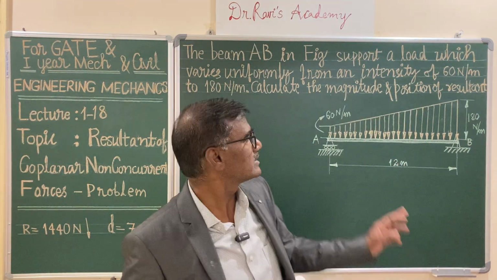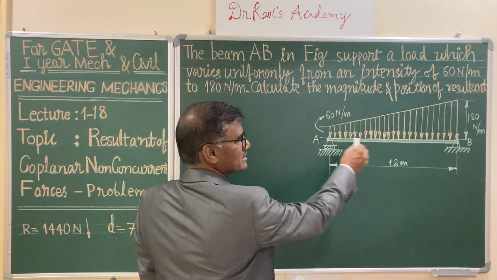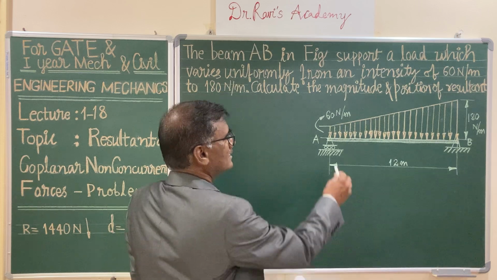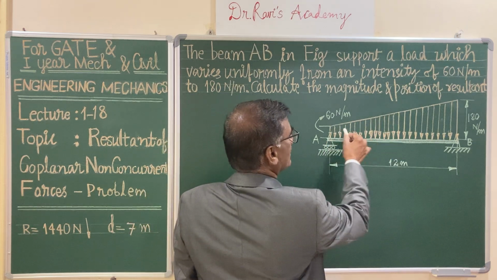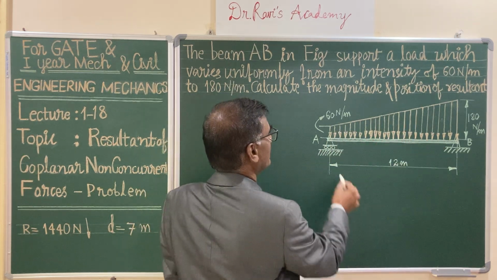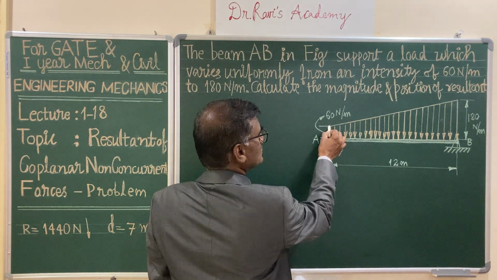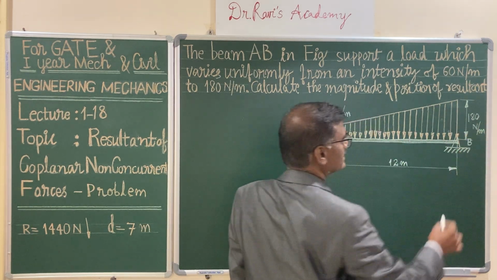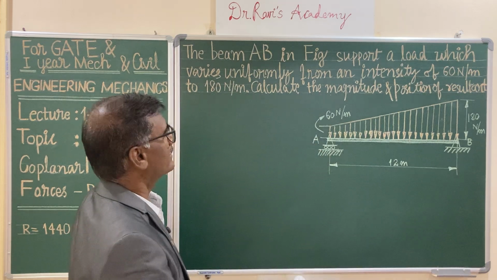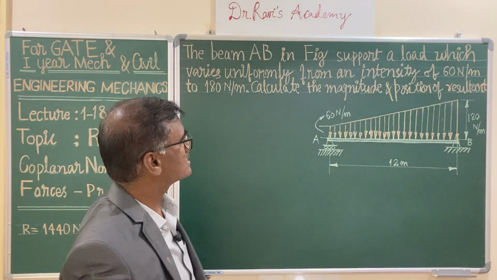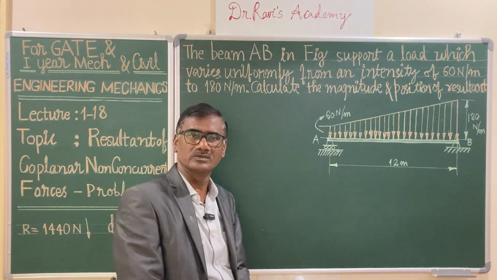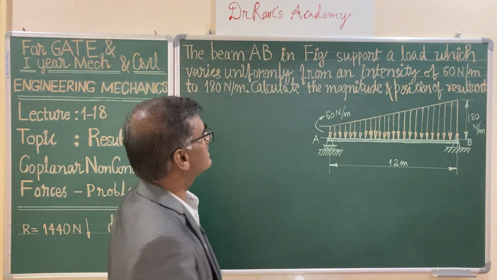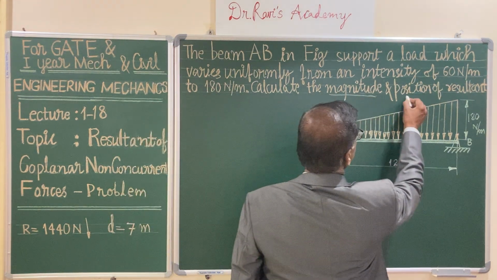In today's virtual class, we'll be solving a problem on resultant of coplanar non-concurrent forces. Here, let us look at the beam, a simply supported beam. It is subjected to a variable load. One end is 60 Newton per meter, linearly increasing to the other end 180 Newton per meter. The length of the beam is given, that is 12 meters. He is asking you to find out the resultant, its magnitude as well as its position.